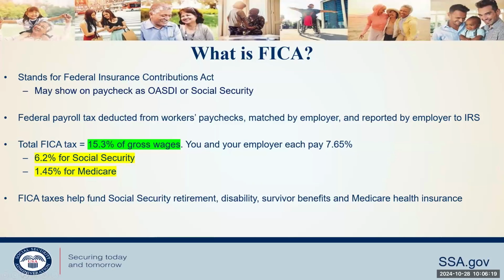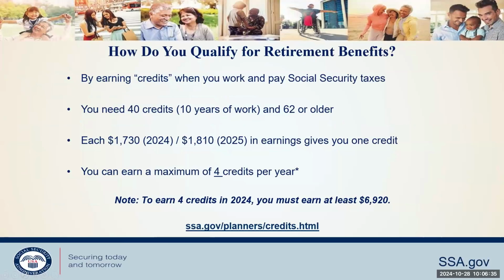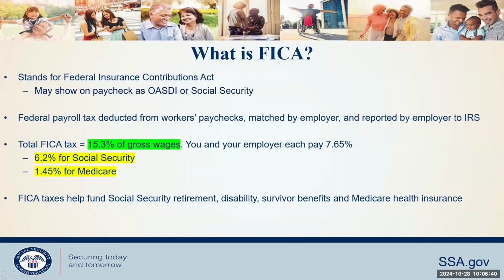So if you don't already know, Social Security is derived from the Federal Insurance Contribution Act. You may see that on your pay stub as OASDI, which is Old Age Survivors and Disability Insurance, or it simply may say Social Security. Out of that, you're going to notice that you're going to be contributing 7.65% of your wages towards Social Security and Medicare. Social Security, again, is that retirement, disability, and then Medicare, of course, is your federal health insurance.